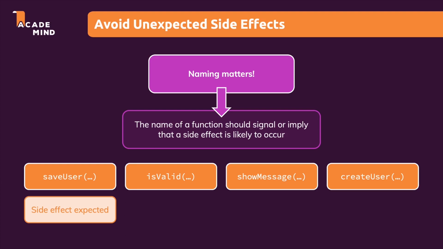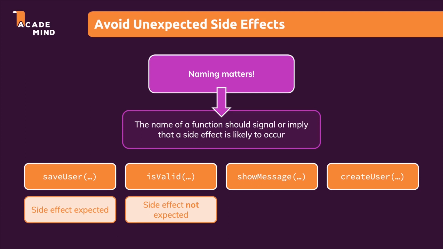On the other hand, if we had a function named isValid, then we do not expect any side effects there. We do expect that this function maybe answers the question whether some input or some email address is valid. It would be very much unexpected that this function then sends a message, writes to the file system, shows a message to the user, or changes any other program state.